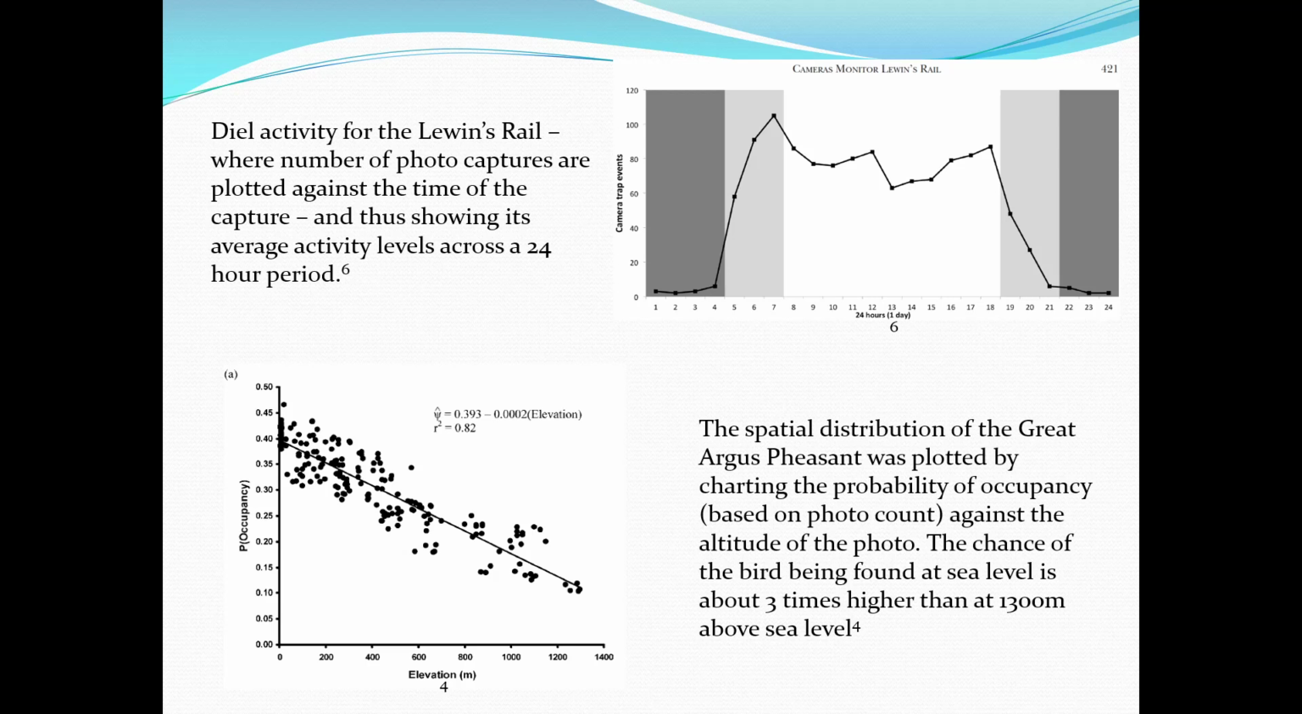And also in the bottom left hand corner there, this is a graph of the spatial distribution of the great argus pheasant, with the elevation on the x-axis and the probability of the bird being photographed on the y-axis. And so you can see there, the higher you get, the less chance there is of photographing one of the birds, and by about 1,300 metres high, you've only got about 1/3 the chance of photographing it that you have at sea level.